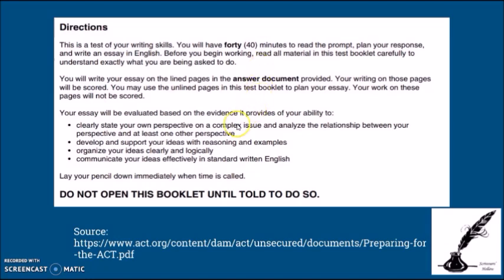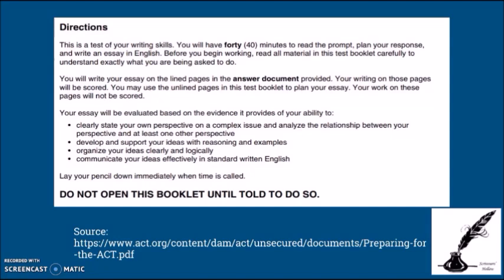So you can see from the directions here that they expect you to clearly state your own opinion on the essay prompt. Okay. They expect you to develop and support your ideas clearly with specific examples. And they expect the essay to be clearly and logically laid out. All right, it has to be a nice, coherent essay. So those are the overall directions.